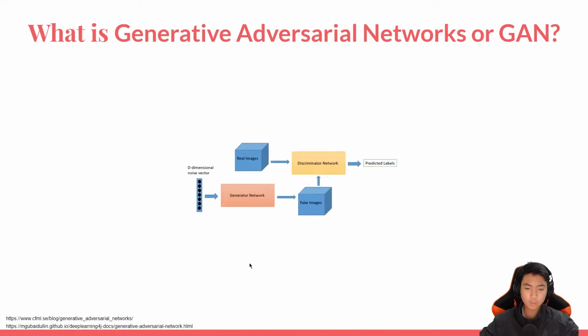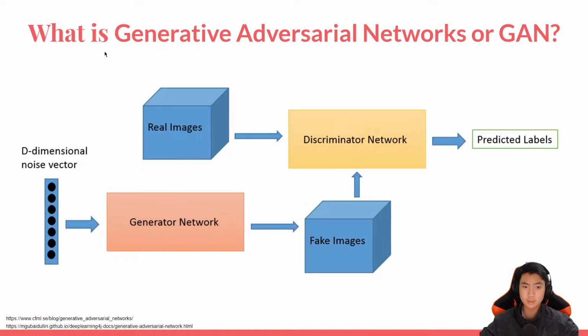And if you want a more formal chart of a generative adversarial network, this is right here. So you have the real images, you have the generator network, which will create the fake images. They'll both go to the discriminator network, and it'll print out what it predicts.